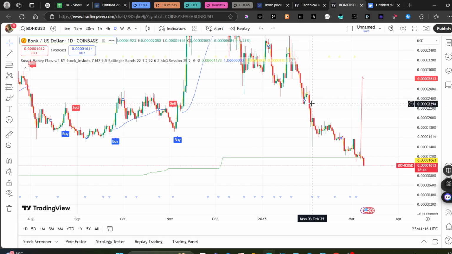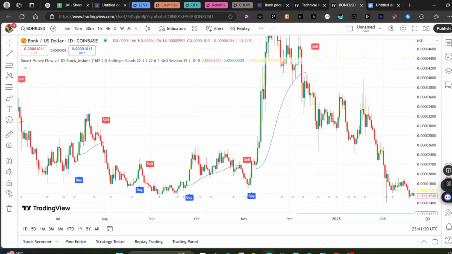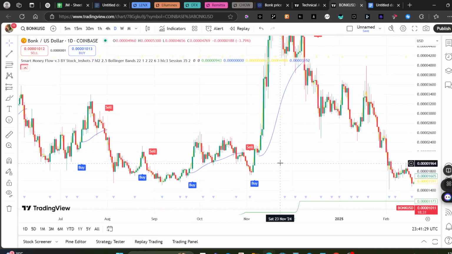Okay, what exactly is the Smart Money Flow Indicator? Now, this tool helps traders like you and me track the movements of institutional money, the big players in the market. Okay, those are the ones we are referring to as institutional money. Now, these institutions, such as banks and hedge funds, they move large amounts of capital, and their actions often lead to significant price movements.